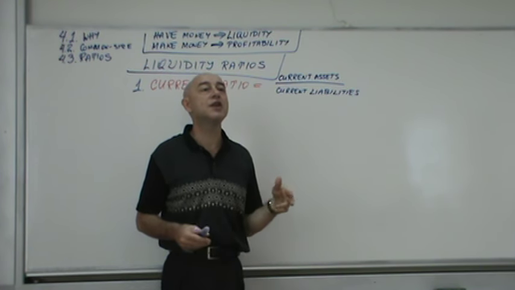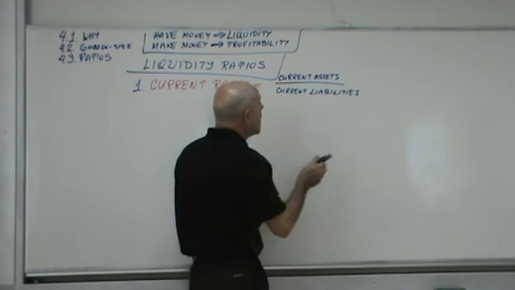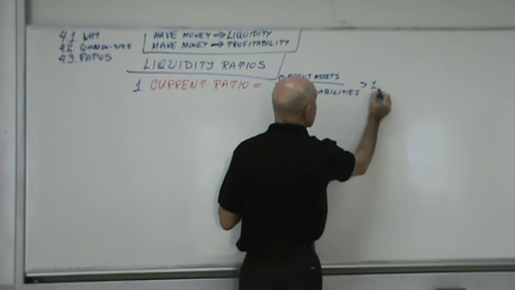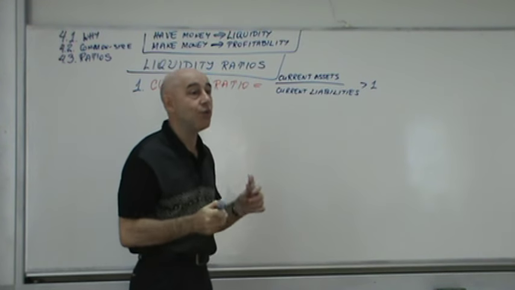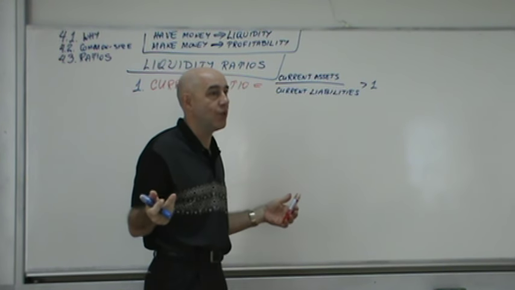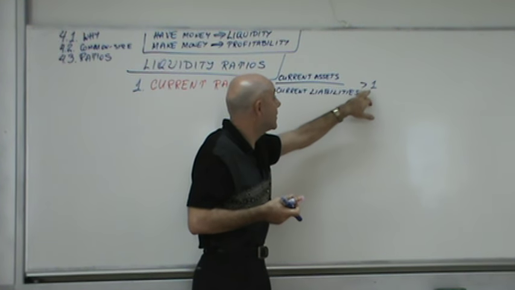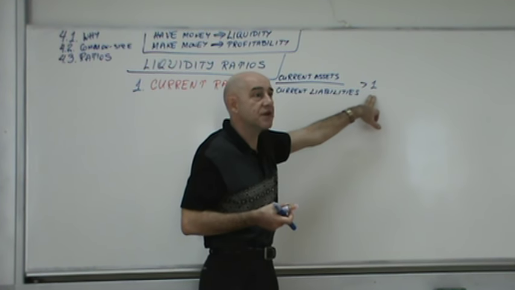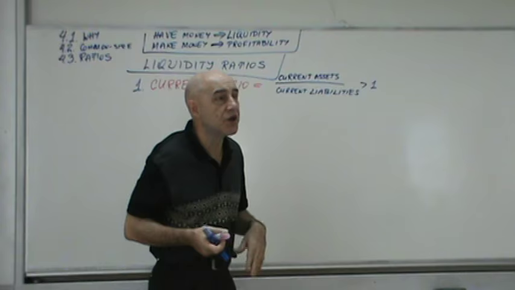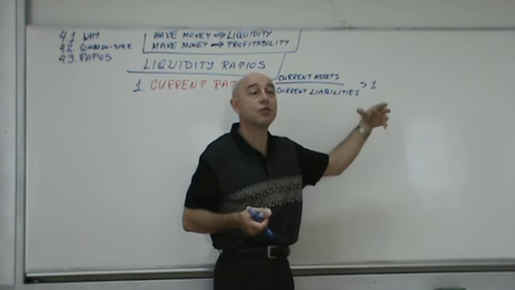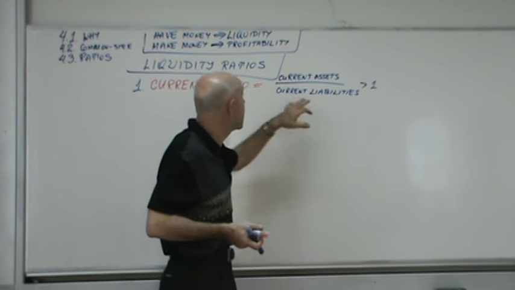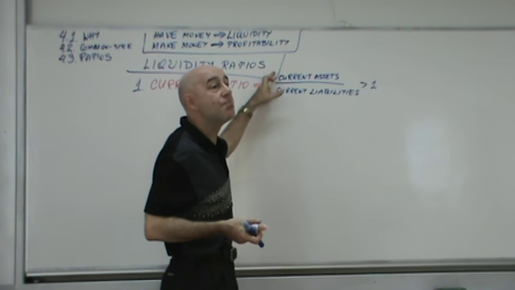Now, ideally, you want this ratio to be a little more than 1. Maybe 1.2, 1.4, 1.5. So a number greater than 1 is good, but you don't want a huge number like 3, 5, or 7. This means that you got way too many current assets.